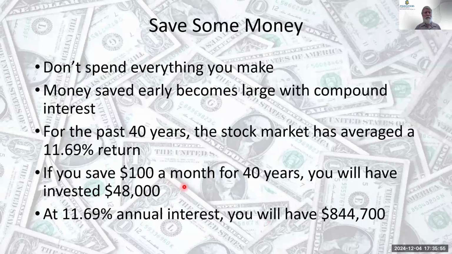Just imagine you take $100 a month and you save it in a place that gets 11.69%. You'll have spent $48,000 total. That's $1,200 a year, it's $48,000. If you do that, and you have 11.69%, you'll end up with $844,700. That's a lot of money. That's almost $800,000 more. And when you're old and gray, you want that $800,000.